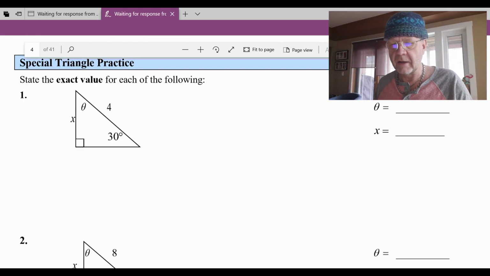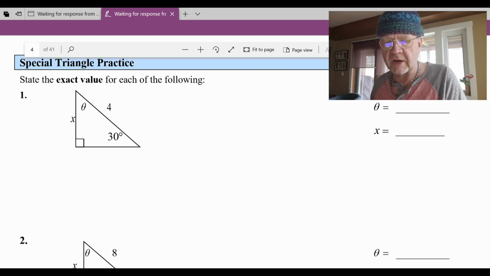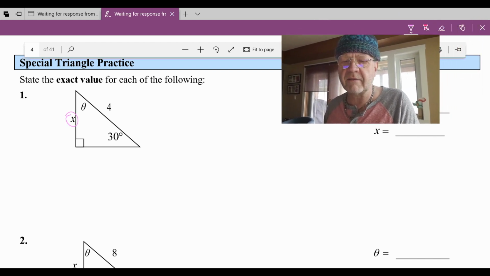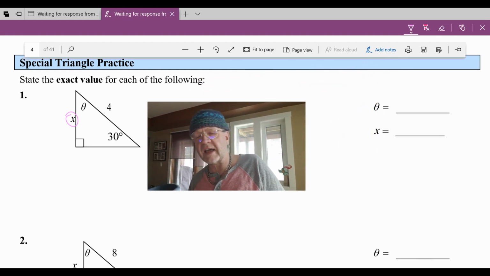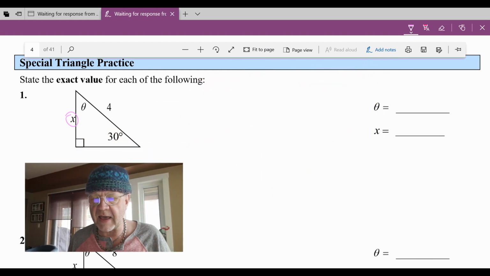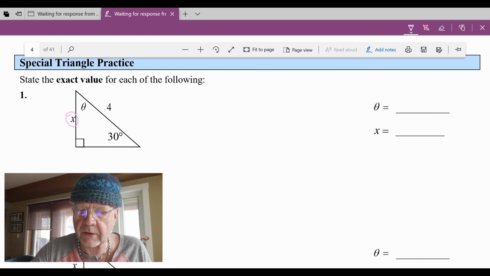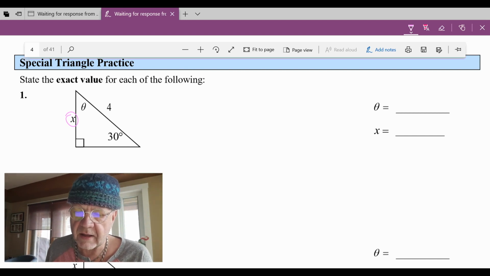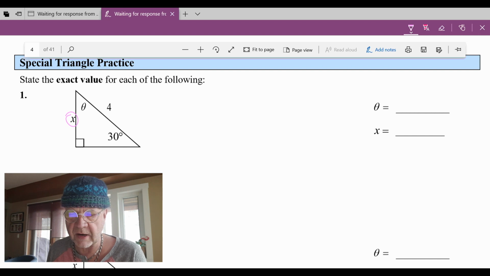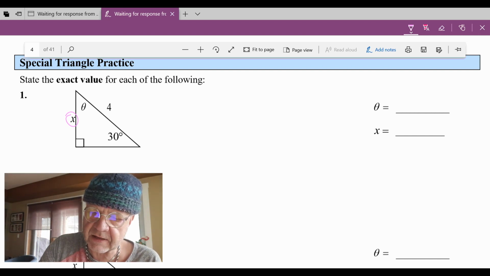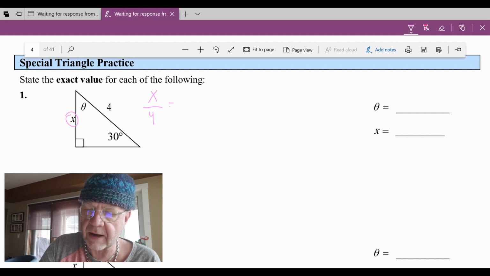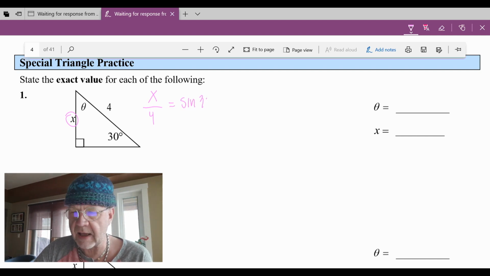Whoa, hey, welcome back. So we're going to deal with special triangle number 1. State the exact value for the following. We have x on this leg of the triangle. We have a hypotenuse of 4 and an angle of 30 degrees. So our special angle of 30 degrees. So right off the bat, if I want x and I've got 4, then I can make an equation that says x over 4 is equal to sine 30 degrees. You see how I did that? X divided by 4 equals sine 30 degrees.